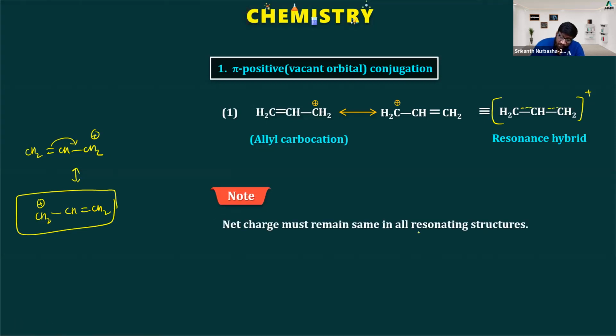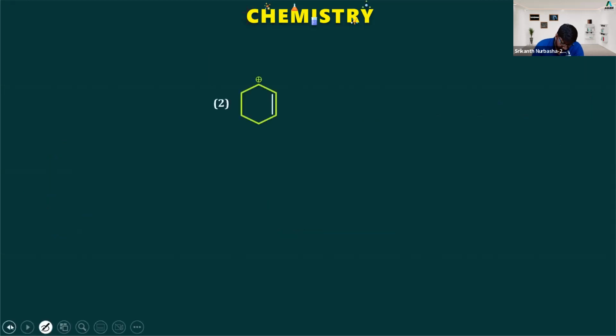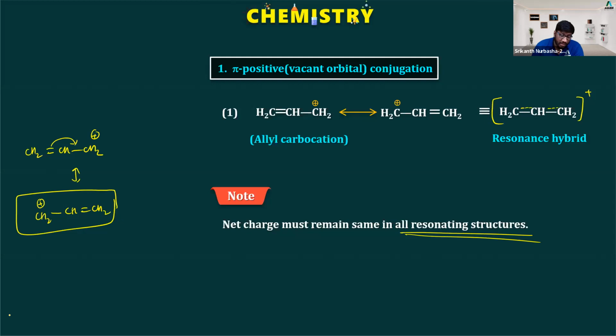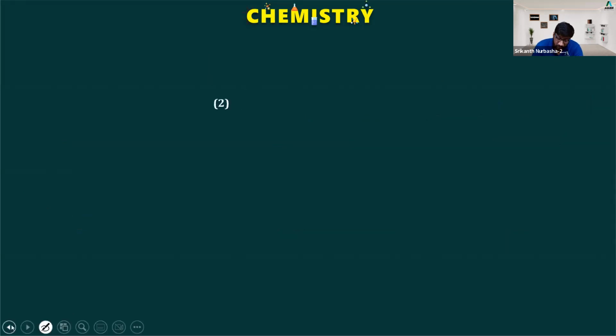Net charge must be same in all resonating structures. The net charge in all the resonating structures should be same, because if electrons are moving from a double bond to the positive charge, the double bond electron density is lost, and the positive charge gains electron density. So here we should get positive on one side and neutral on the other. So net charge must remain same throughout all the resonating structures. Is that clear how to draw the resonating structures for pi positive? This is a simple example, allyl carbocation. We'll change to different examples now.